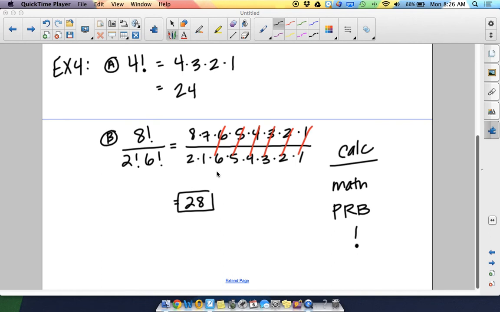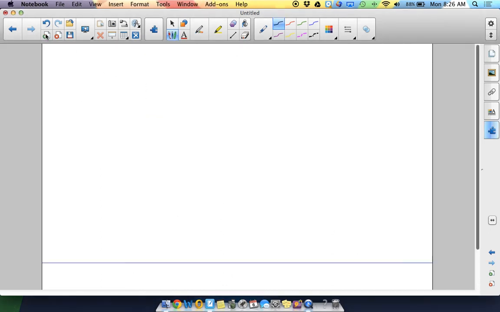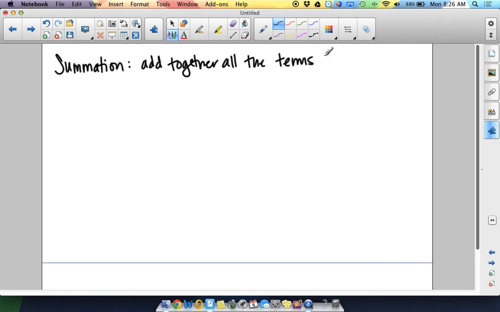Okay, you guys, just a couple more things. The last thing we need to talk about today is called summation, and I already kind of showed you the symbol for it. This means add together all the terms in the sequence. Or part. I guess you can do a partial sum.